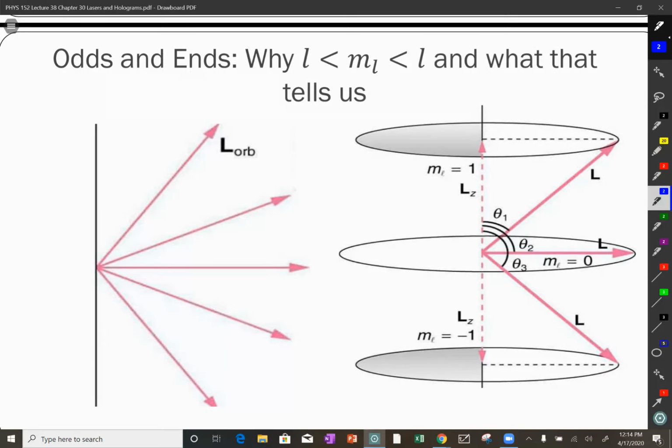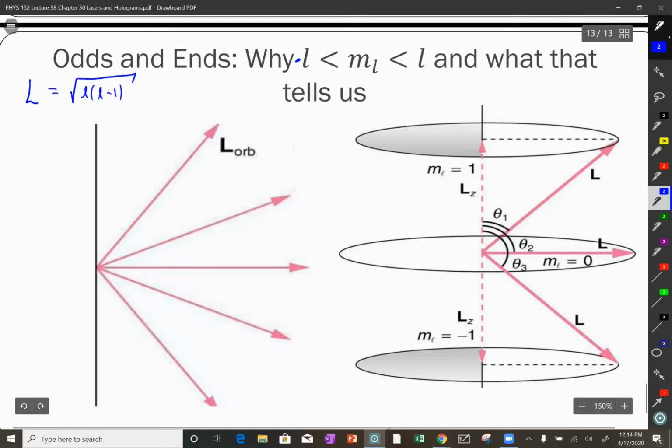Why is m sub L between L and minus L? Well, we have two equations. Total angular momentum is equal to the square root of L times L plus 1, it's a plus sign, times H bar. And then in some arbitrarily selected z direction, the component in the z direction is m sub L H bar.